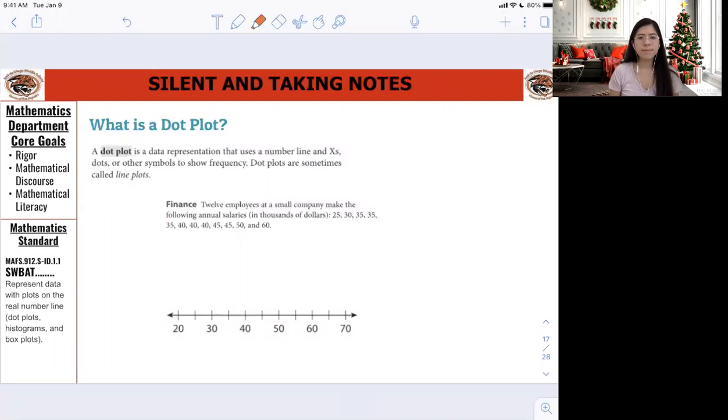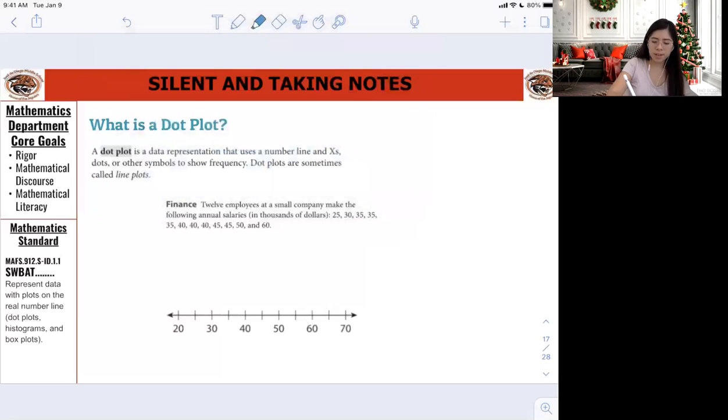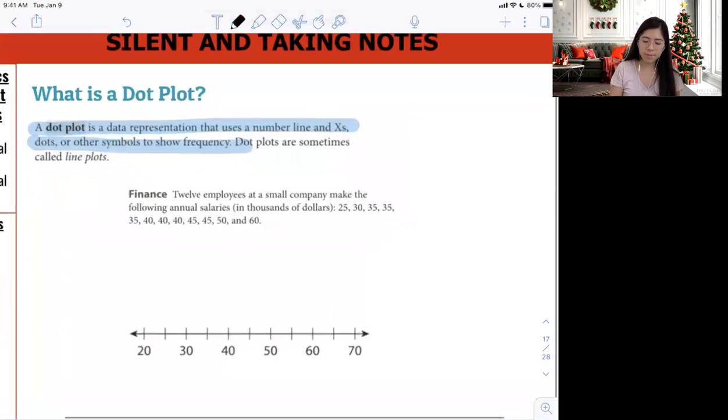A dot plot is a data representation that uses a number line and X's, dots, or another symbol to show frequency. Dot plots are sometimes called line plots. Awesome. So basically you just use a dot, or sometimes you'll see X's. Sometimes you'll even see little pictures, but whatever the dot or the object is that you're drawing, each one represents one number. So let's take a look at this example.